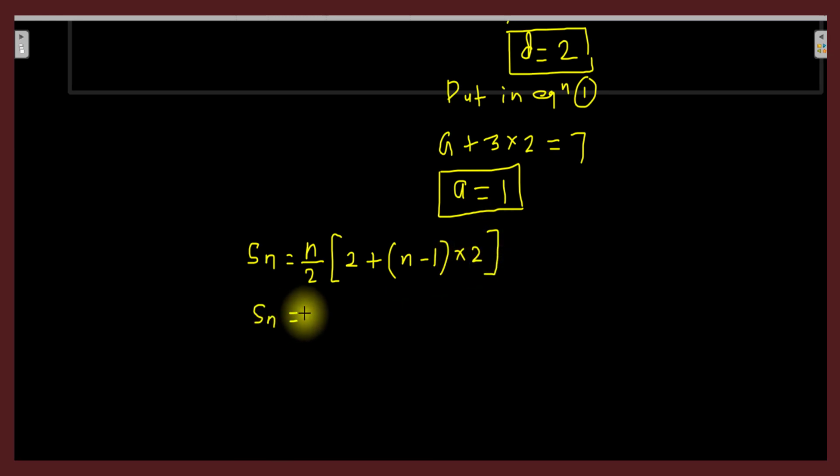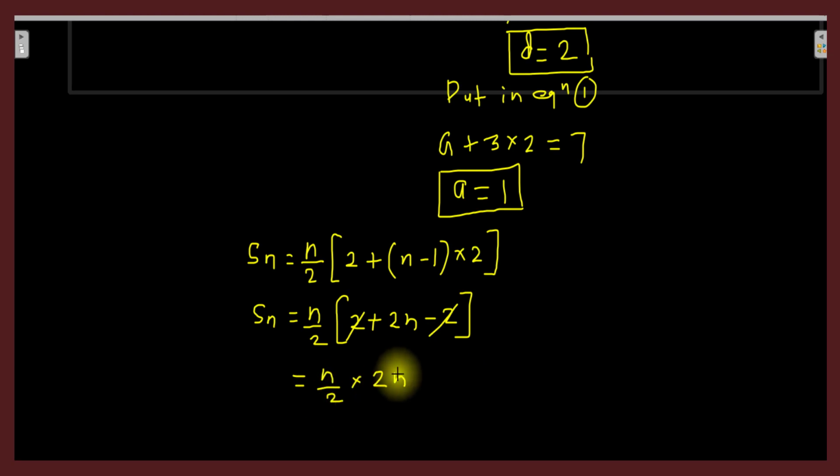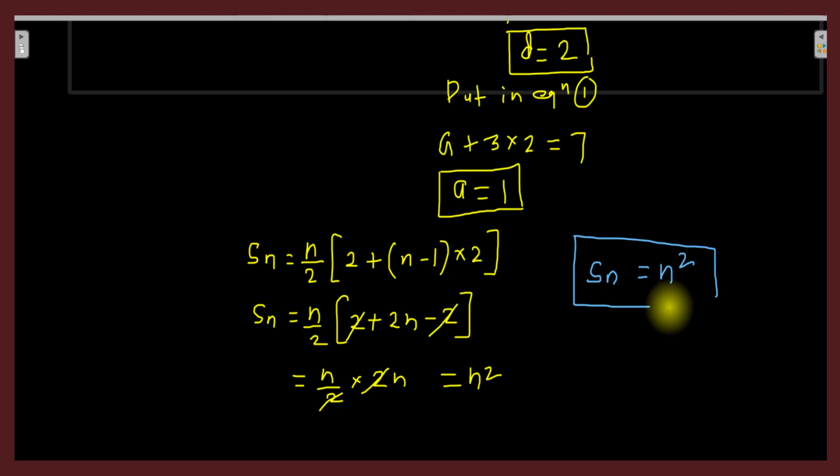So Sn is equal to n by 2 into bracket 2 plus, multiply by 2 inside the bracket, so it will be plus 2n, and 2 into minus 1, that will be minus 2. So 2 will get cancelled, and it is equal to n by 2 multiplied by 2n, so 2 and 2 will get cancelled, and it is equal to n square, and therefore you get the sum of the first n terms, that is equal to n square. Highlight this also. Now let us move to the second question.